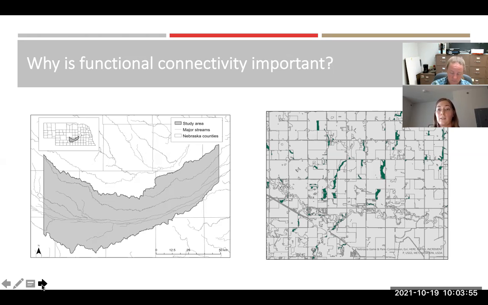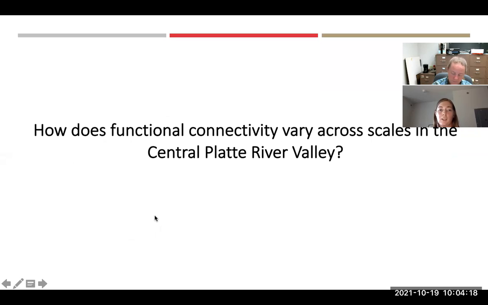So thinking about how different groups of species who interact with this landscape differently and experience this landscape differently are experiencing connectivity. And I think this has largely not been explored in this type of analysis. So that was the impetus for what we tried to do here. So the confluence of those three ideas was our driving question, basically asking how does functional connectivity vary across scales in the Central Platte River Valley?